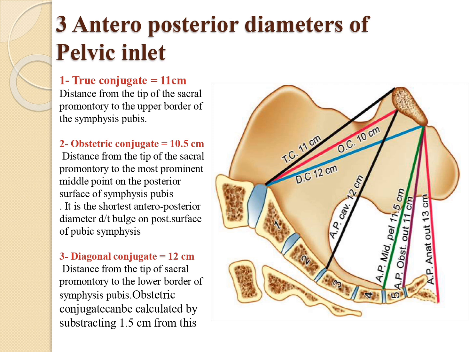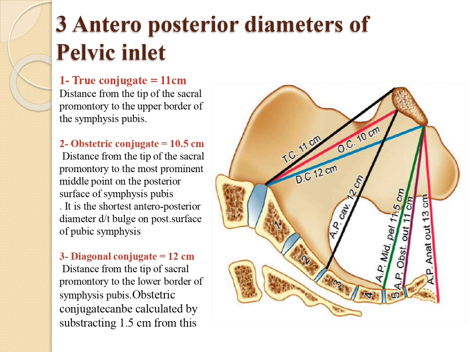Second is the obstetric conjugate diameter, which is 10.5 cm. It is measured as the distance from the tip of the sacral promontory to the most prominent middle point on the posterior surface of the pubic symphysis. It is the shortest anteroposterior diameter due to the bulge on the posterior surface of pubic symphysis. It is clinically important, as the fetus must pass through it during delivery.